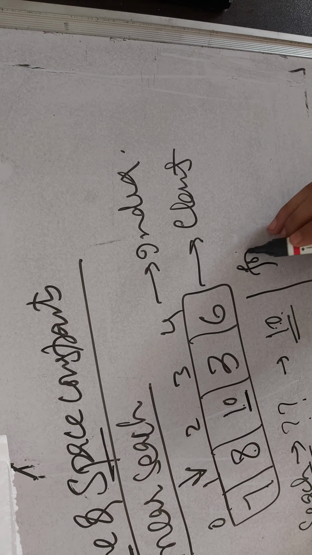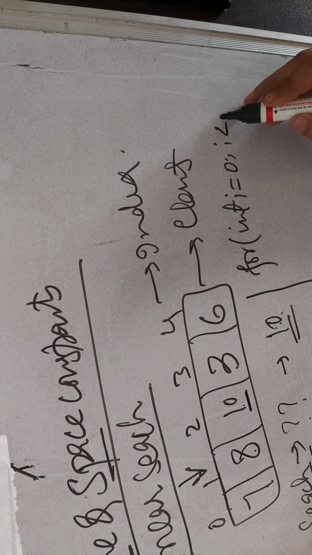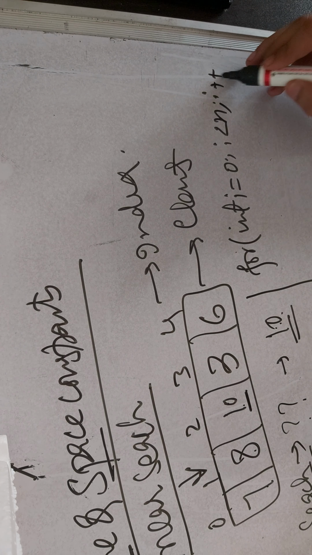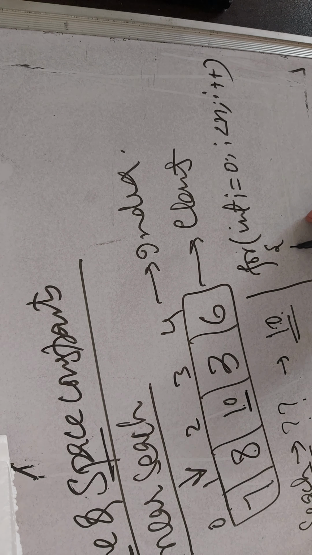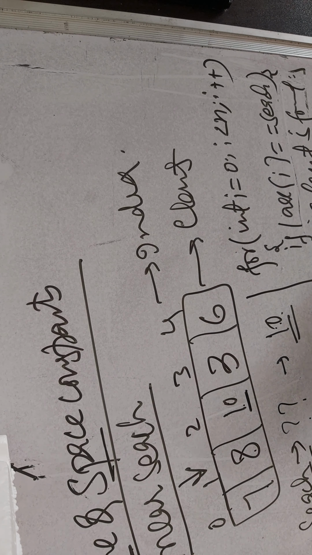So the logic is: for int i equals 0, i less than n, i plus plus. If array of i equals search, then what can we say? Then we say that the element is found. Element is found.